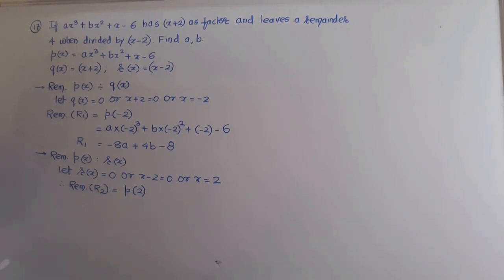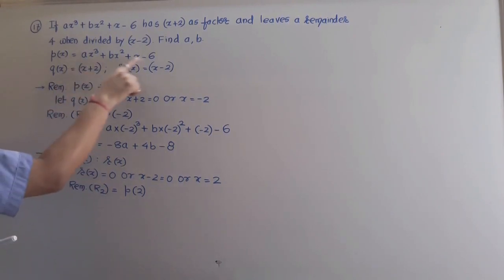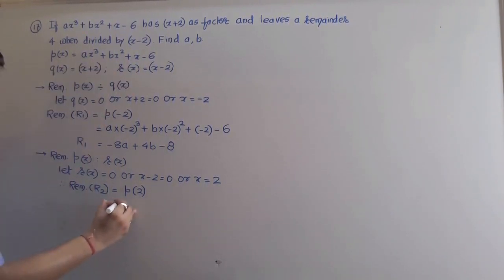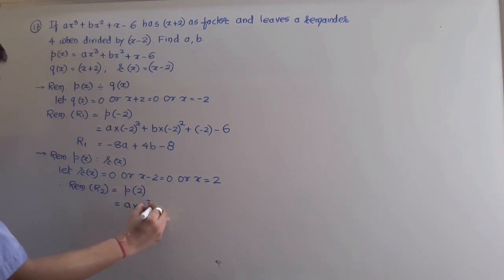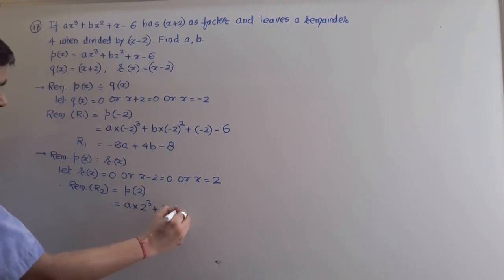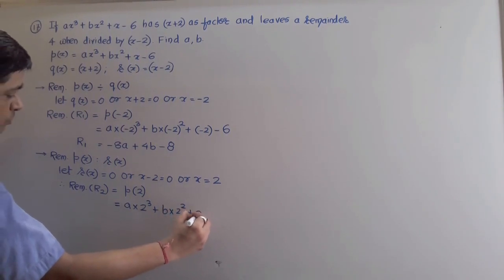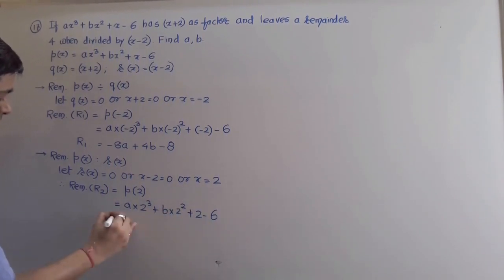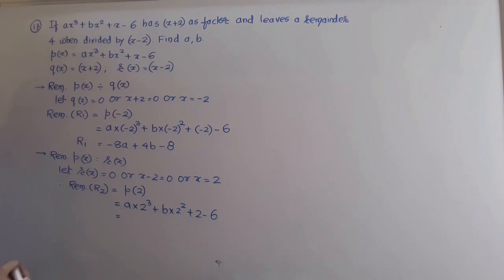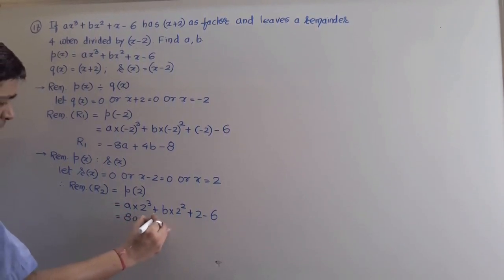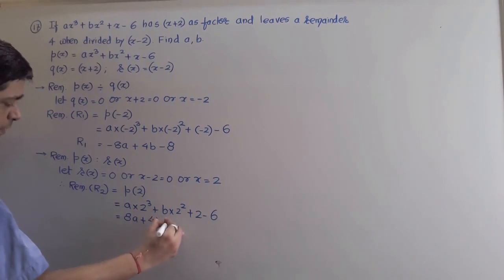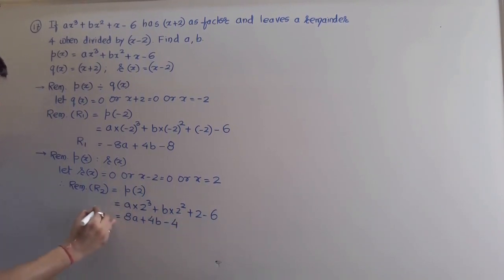Okay, that we are denoting by p of 2. So now I am keeping in the x everywhere 2. So this will become a into 2 cube plus b into 2 square plus 2 minus 6. Let us simplify further. Cube of 2 will become 8. So this will be 8a plus 4b, and 2 minus 6 will become here minus 4. This will be the value of R2.